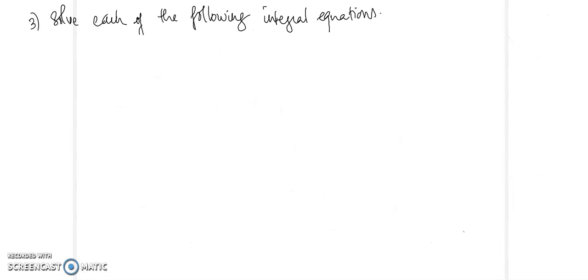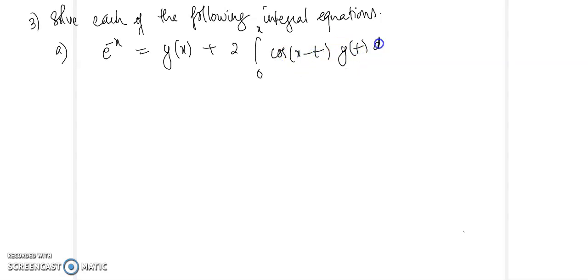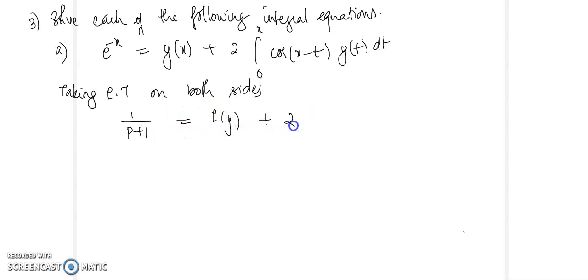So that's the solution. Now next problem is, so let us look at solving integral equation. So we have the equation e raised to minus x equal to y of x plus 2 integral 0 to x cos x minus t y of t dt. So let us take Laplace transform on both sides. So we'll get 1 by p plus 1 equal to L of y plus 2.